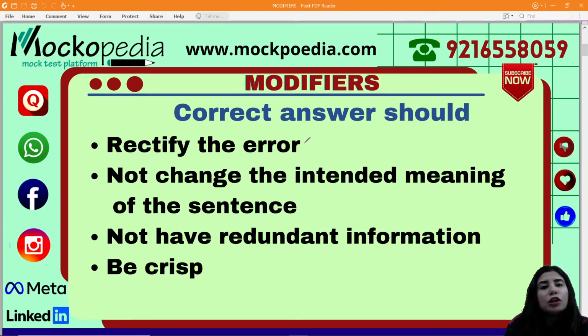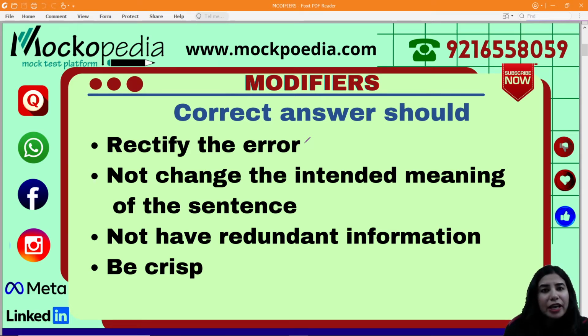Then it should not change the intended meaning of the sentence. At times you'll find many answer choices which are completely fine in terms of technicality, in terms of the application of grammar, but when it comes to the meaning, it is different from what the original idea was. So please understand that the intended meaning of the sentence should remain unchanged. If in any answer choice you find that the sentence is grammatically correct but the meaning changes, then that particular answer choice we are not going to entertain.